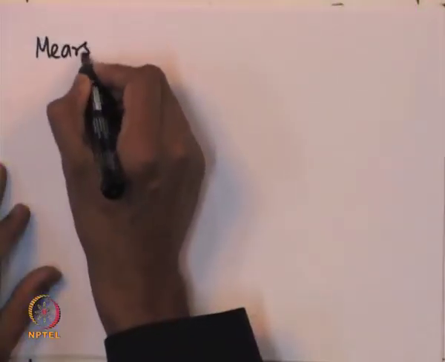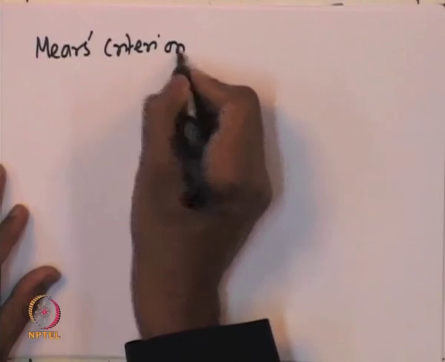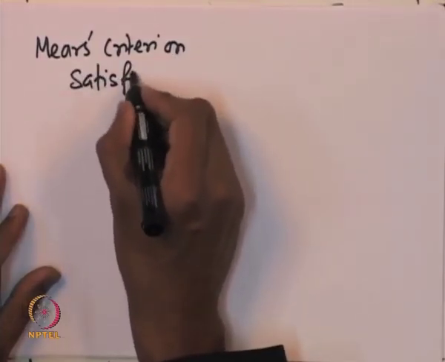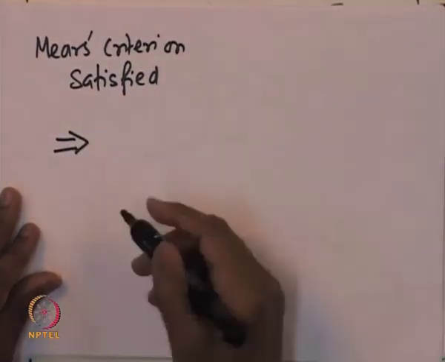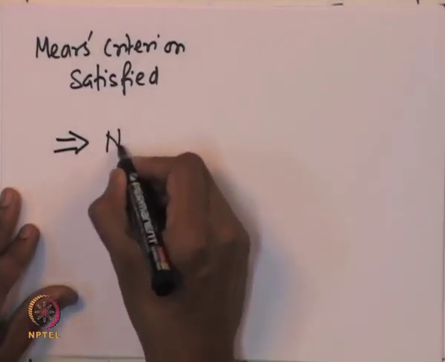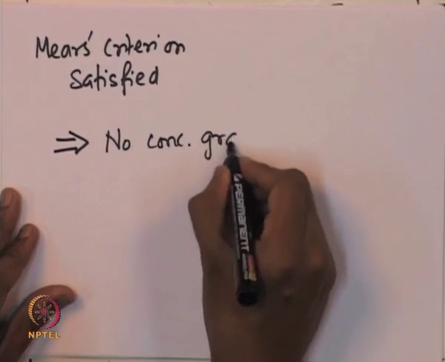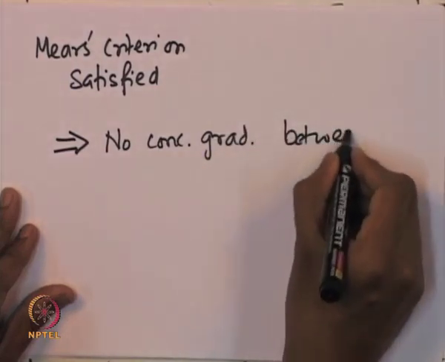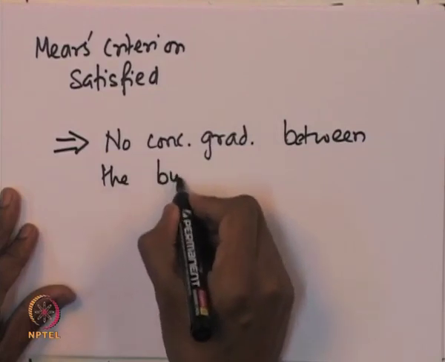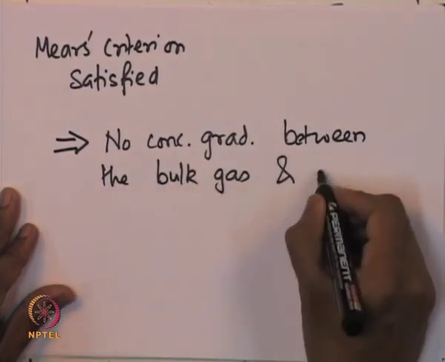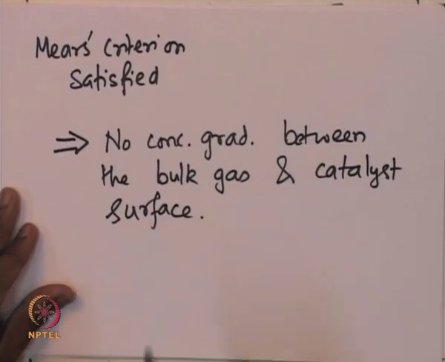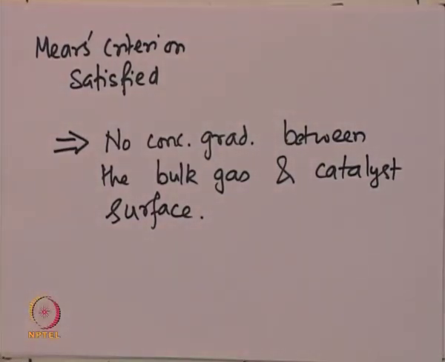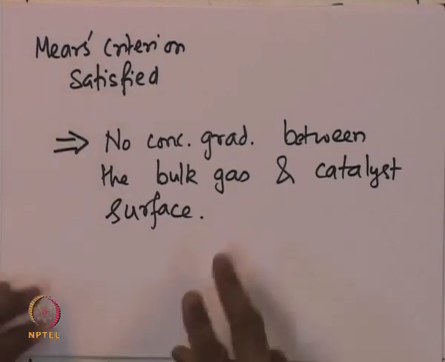Now, if the Mears's criterion is satisfied, this means that there is no concentration gradient between the bulk gas and the external surface of the catalyst pellet. So, there is no concentration gradient between the bulk gas and the catalyst surface if the Mears's criterion is satisfied.